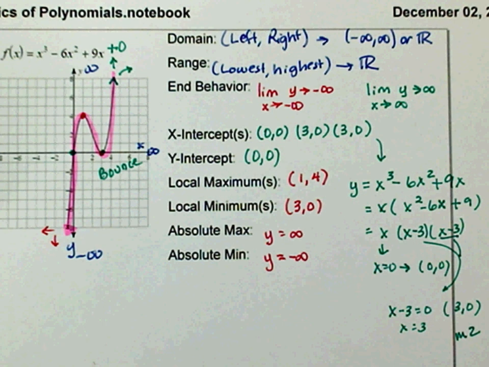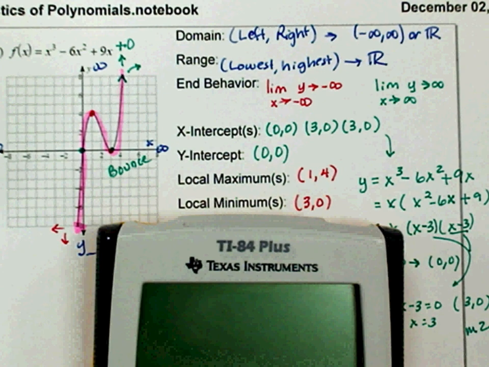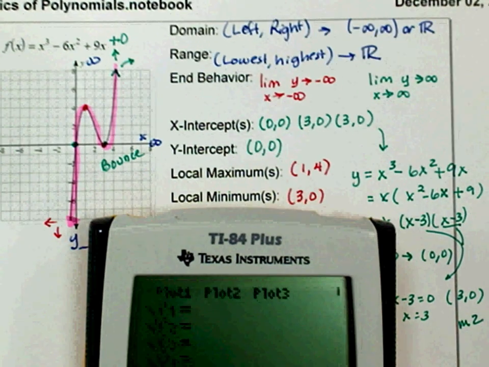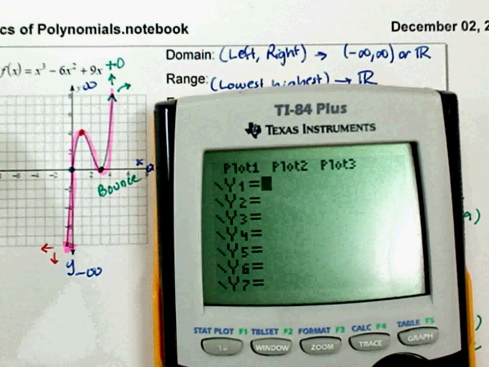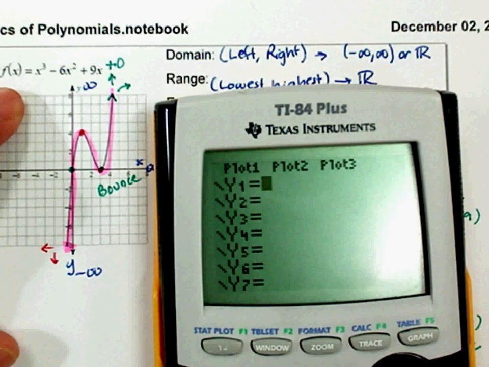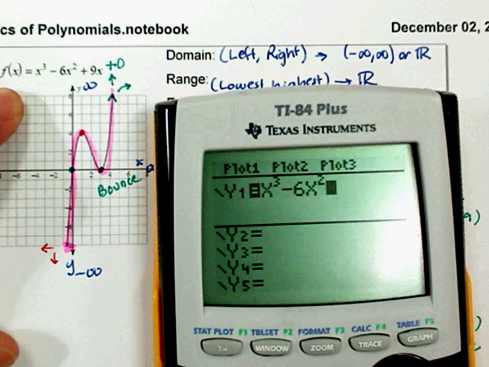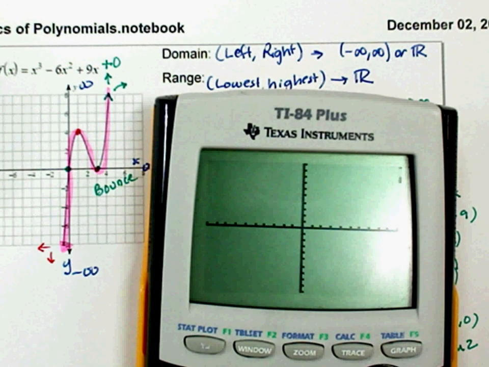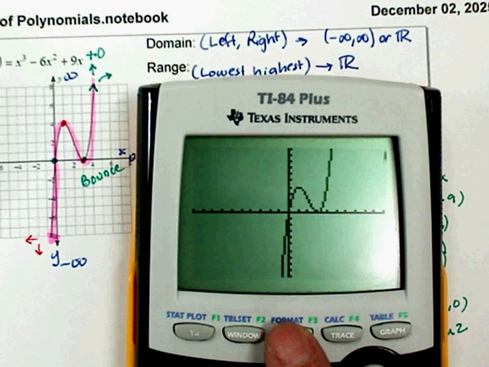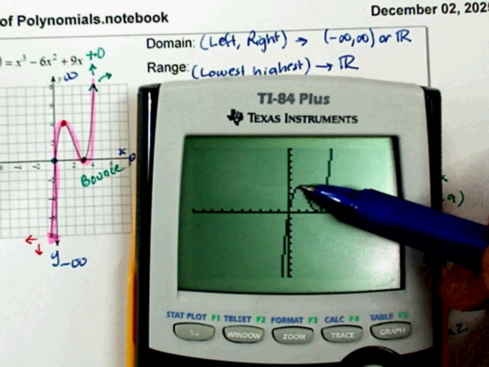All right. Now let me show you guys how to double check your local maximum. Go to your calculator. Go to y equals. So let me show you guys how to type this in. We're going to check. Type in your equation: x raised to the third minus 6x squared plus 9x. Hit graph. Okay? If your graph's all out of whack, hit zoom 6, zoom standard. So we're trying to find our maximum right here. Did you guys see it?